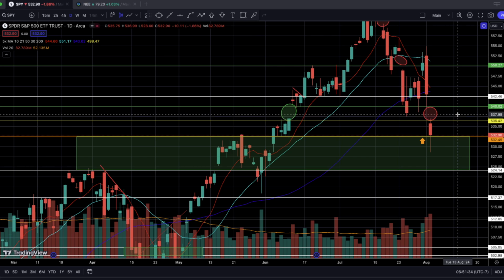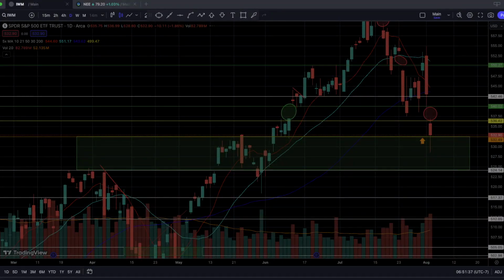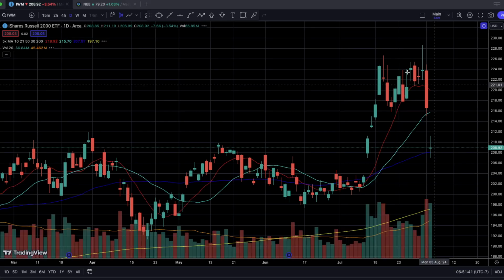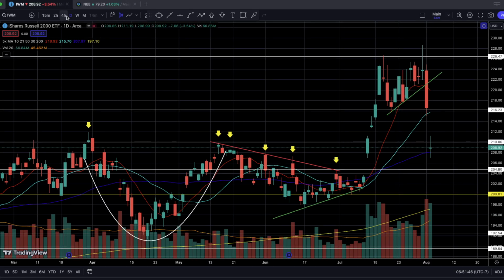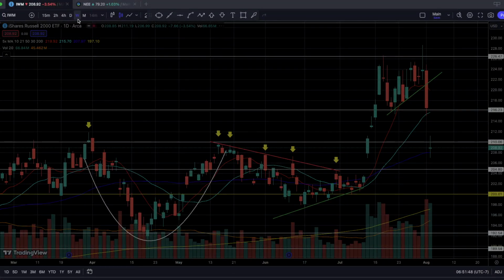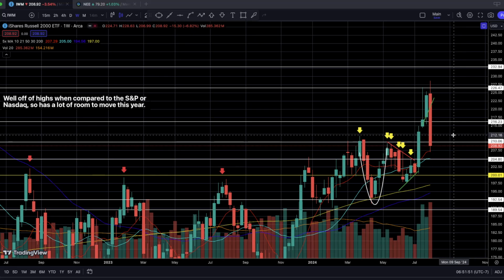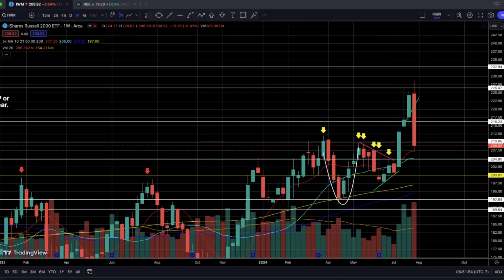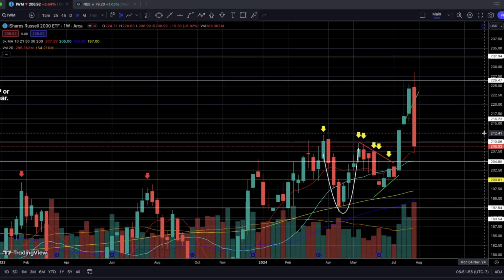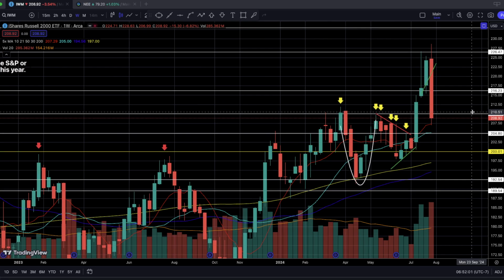And with that, let's take a look at IWM. So IWM got very, very destroyed, right? From Thursday to Friday. However, if we just zoom out on the weekly time frame, right, I am not too worried. It simply looks like a backtest of the previous breakout level of 210 and below.